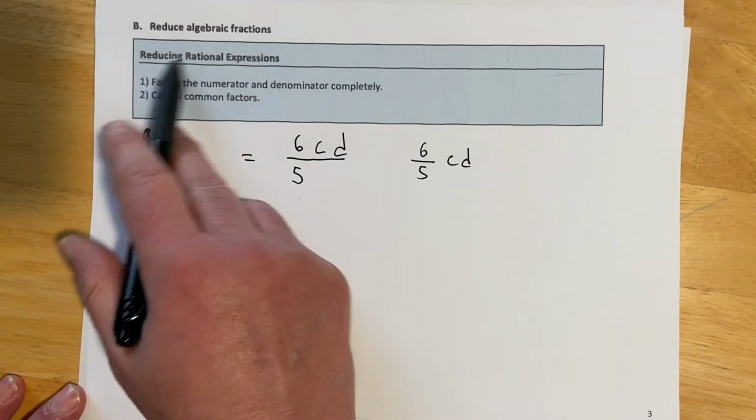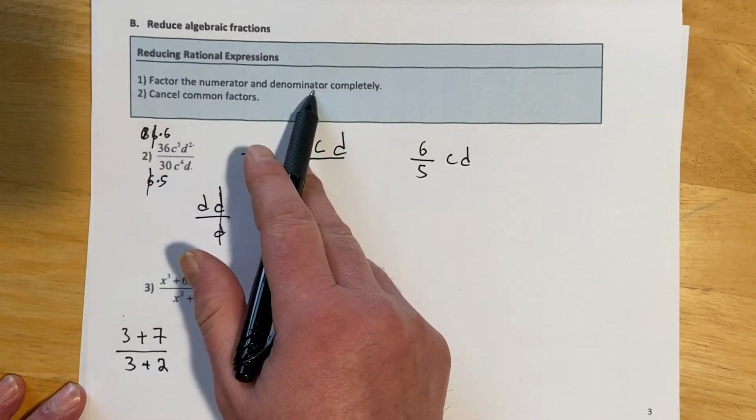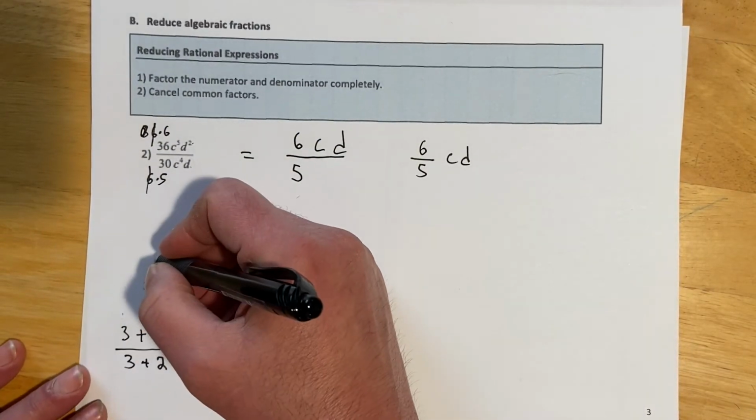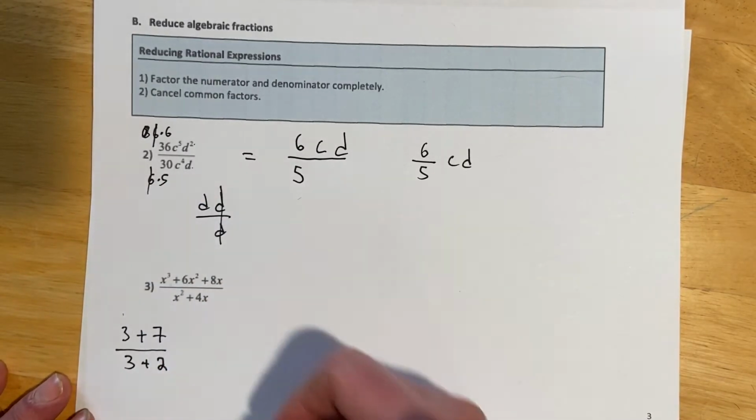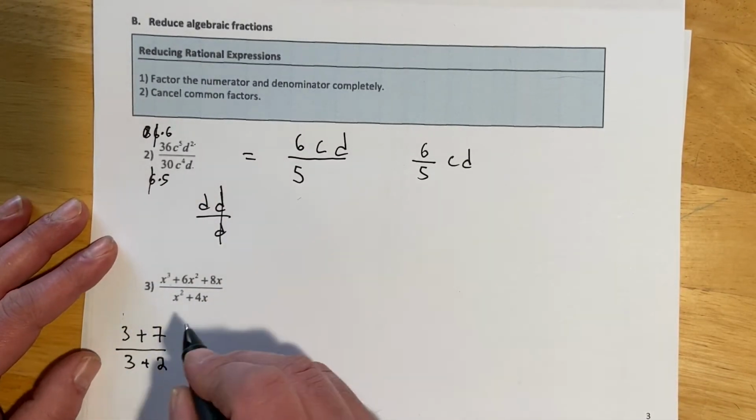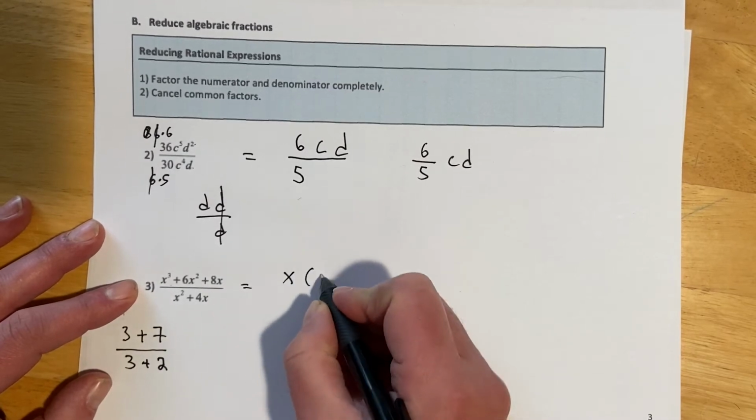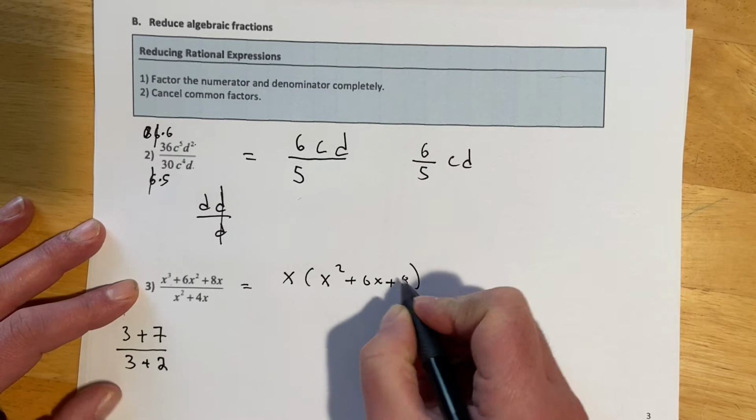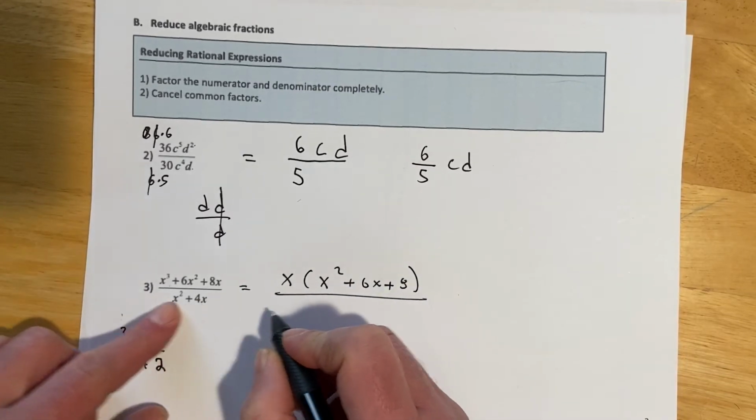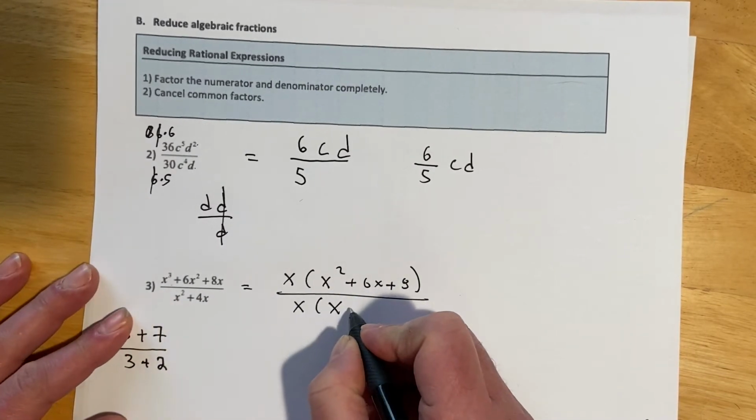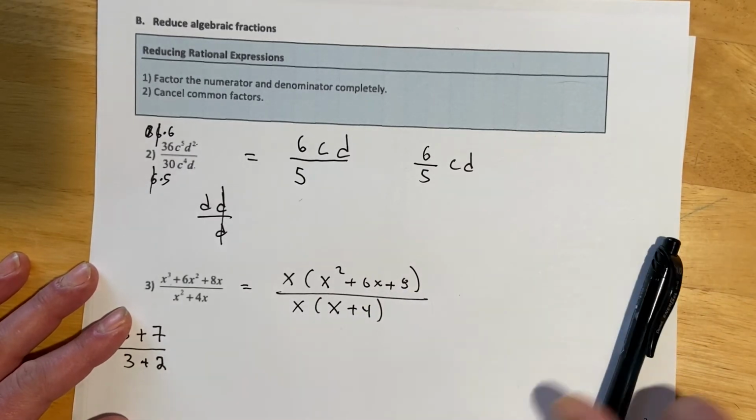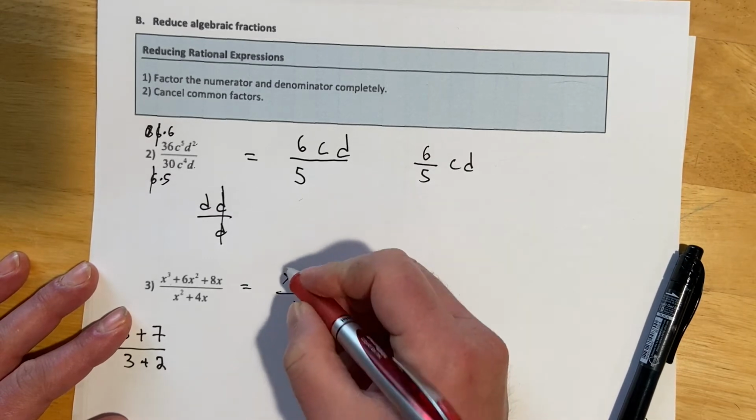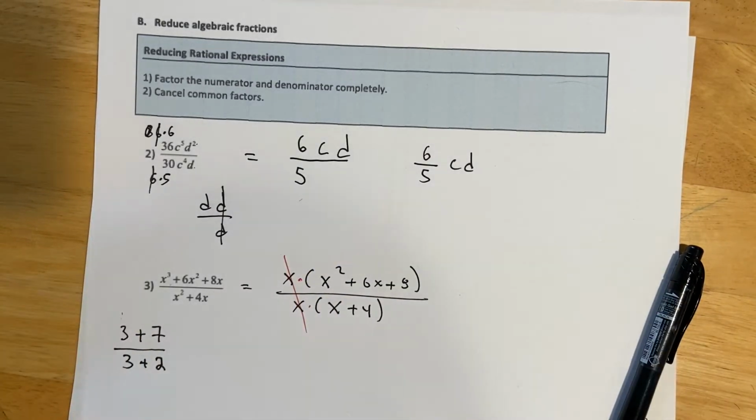So that's where reducing rational expressions, we're going to factor the numerator and denominator completely and then cancel common factors. So don't fall into the like canceling the x cubed or the x squared or something like that. So here let's factor an x out, leaving us x squared plus 6x plus 8. And here we'll factor another x out, x plus 4. Since I can see I have x times this whole thing and x times that whole thing, right there it is safe to cancel those x's.